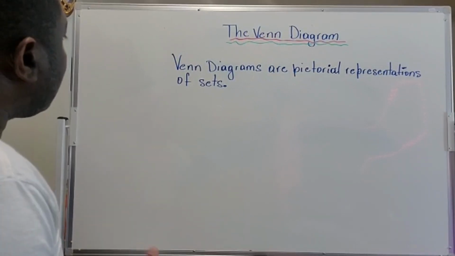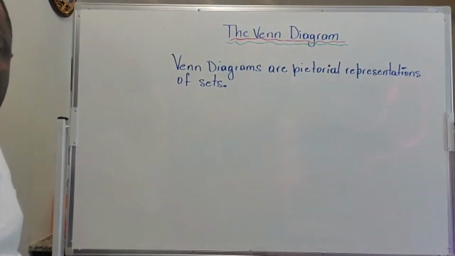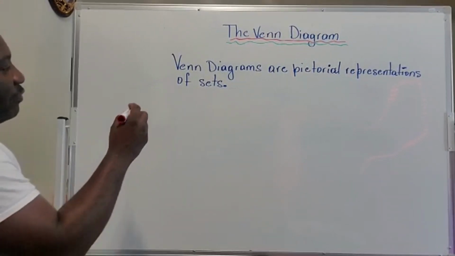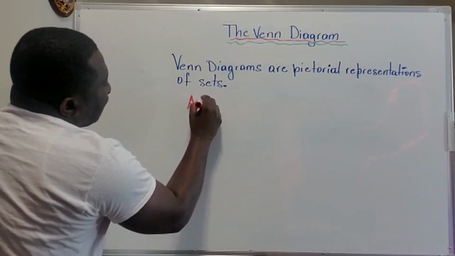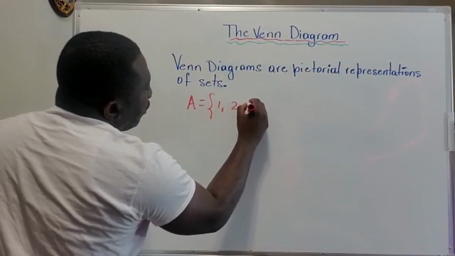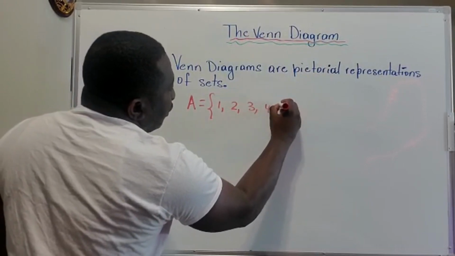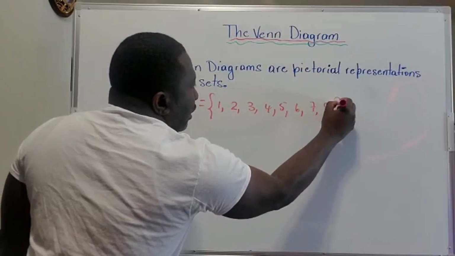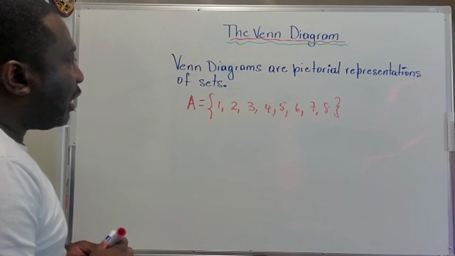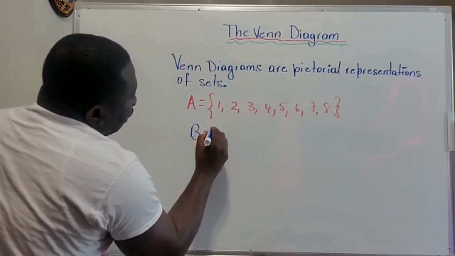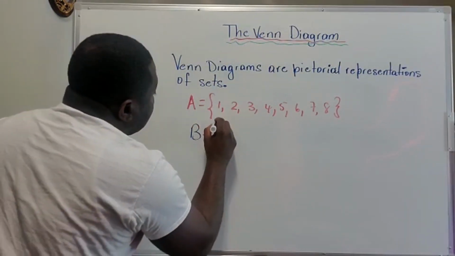Now, in so doing, there are some terms that we have already familiarized you with in the two previous videos. Let us say that we have two sets. Set A, the elements are 1, 2, 3, 4, 5, 6, 7, and 8. And another set may be, again guys, set B, denoted by a capital letter.